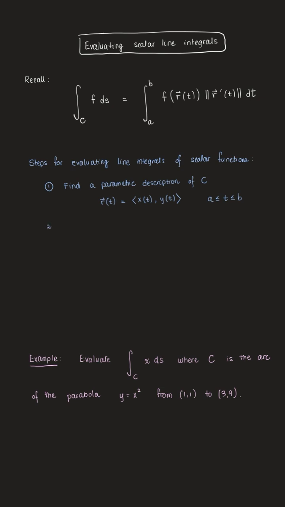The second thing that we'll need, if you look above, is to find r prime of t as well as the magnitude of r prime of t, or the speed of our curve. And then we will need to make some substitutions. By that I mean that we will need to rewrite our function f composed with r of t. And then we can set up our integral and integrate. So let's see how we can do this.